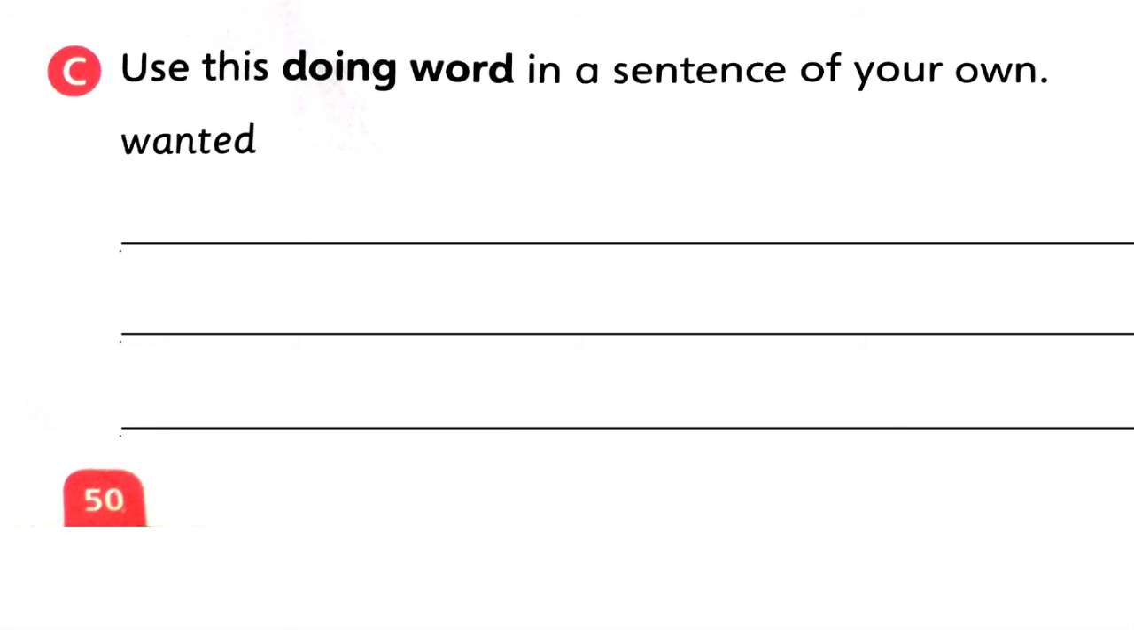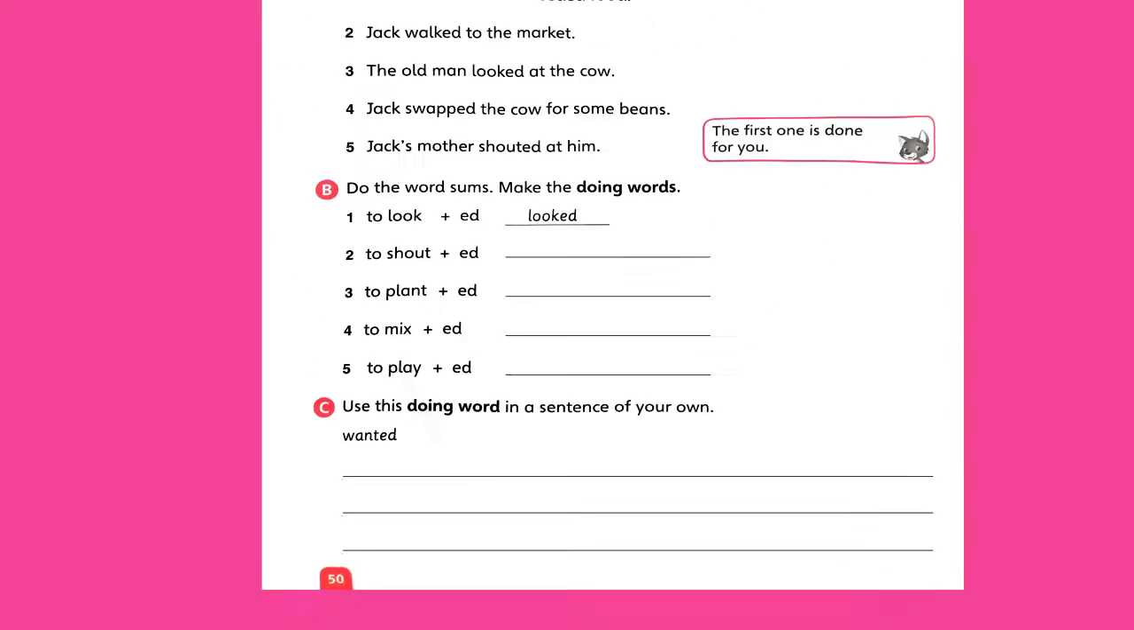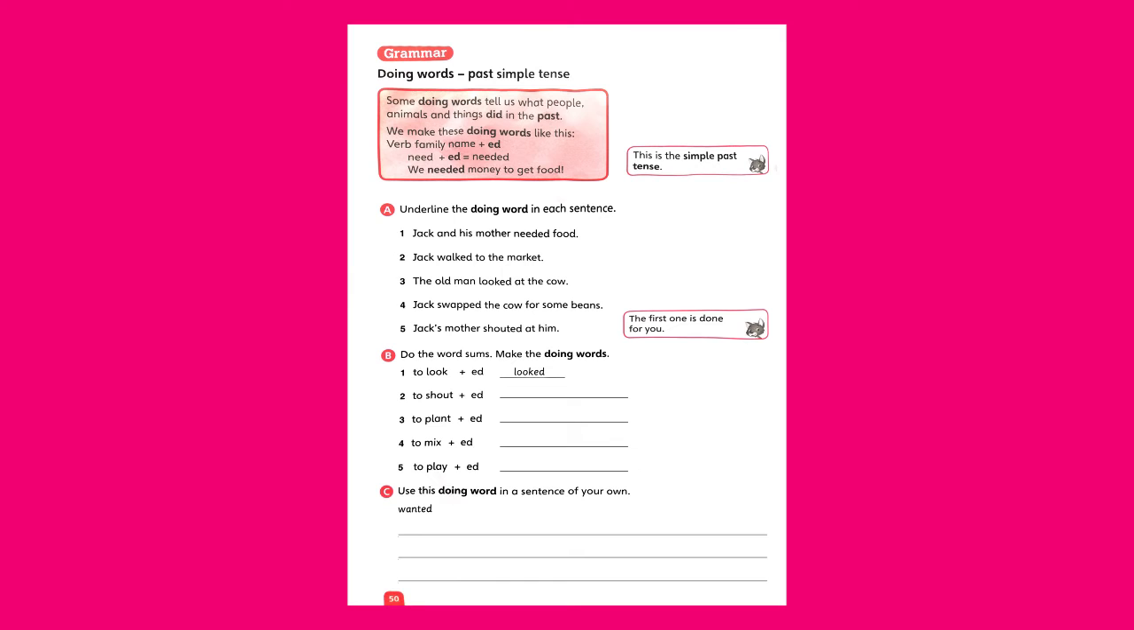So let's go to see. Use the doing words in a sentence of your own. Use this doing word in a sentence of your own. So they have given us a word. They want us to write a sentence on our own. The word wanted. They want you to use the word wanted in a sentence. I am sure you can do that. That's easy. Okay, children, right. So we'll go to the next page as well, so we can complete this lesson.